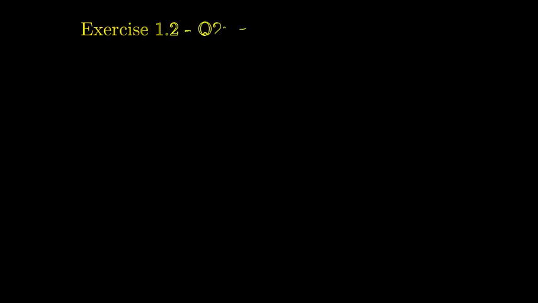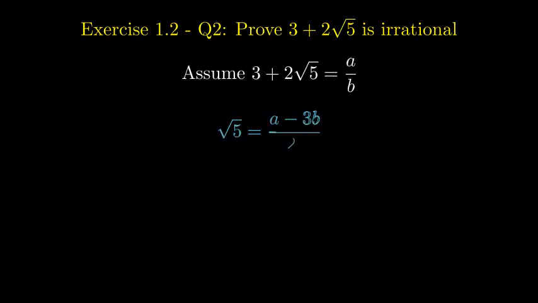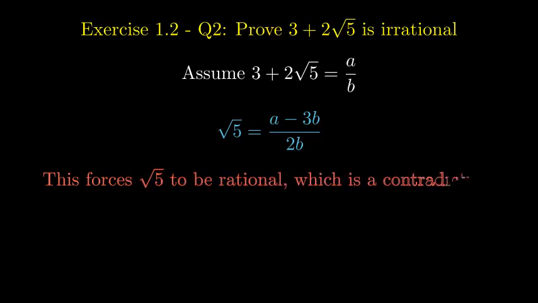Exercise 1.2, question 2. Prove that 3 plus 2 times the square root of 5 is irrational. We use the method of contradiction. Assume 3 plus 2 root 5 is rational, and write it as a over b. So 3 plus 2 root 5 equals a over b. Rearranging to isolate root 5, subtract 3 from both sides, 2 root 5 equals a over b minus 3. Dividing by 2, root 5 equals a minus 3b, all divided by 2b.